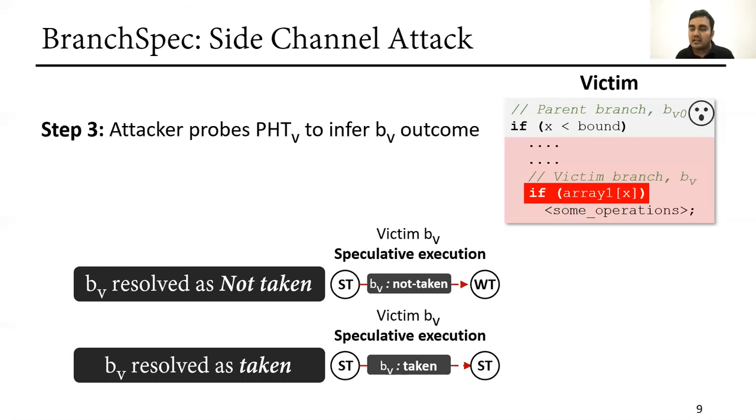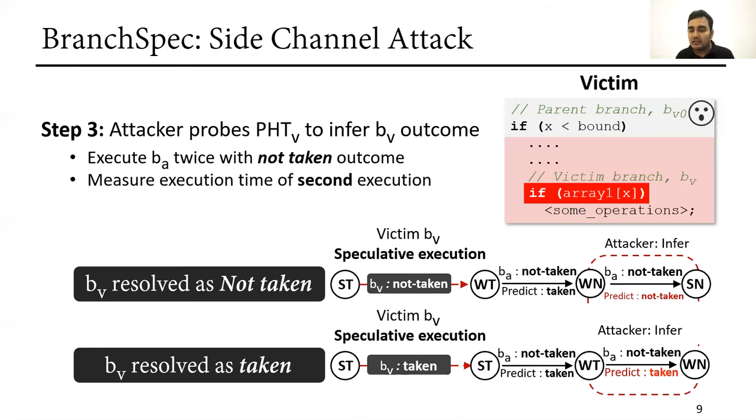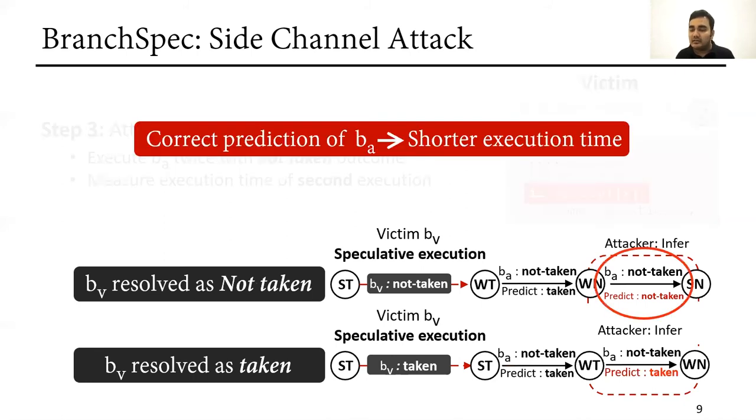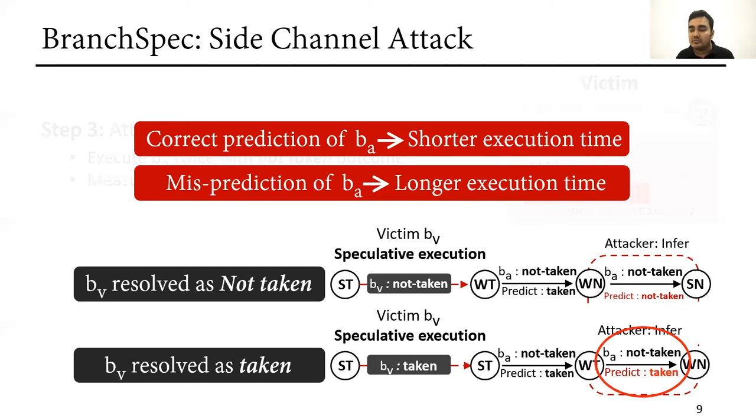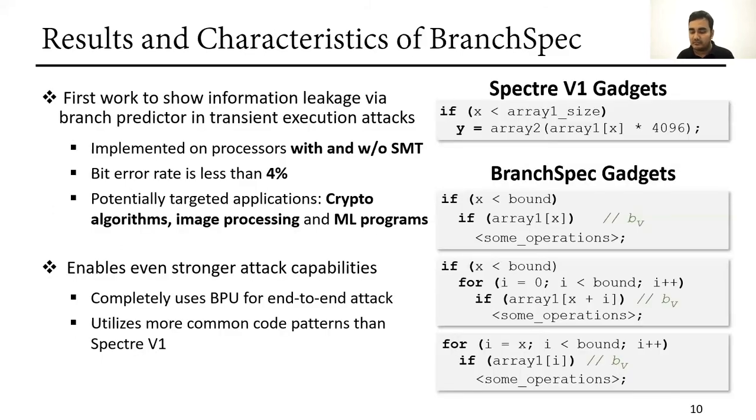Now, in the third step, the attacker tries to probe the targeted PST entry and infer the unintended secret in the victim address space. In order to do that, the attacker executes congruent branch BA twice again, this time with outcome not taken, and checks execution latency for the second inference. We can see that BA will be correctly predicted when the victim branch's outcome is not taken, which leads to shorter execution time of BA's code block. In contrast, BA is mispredicted when the victim branch is taken, which leads to longer execution time of BA. This way, the attacker can successfully infer the value of the victim branch's condition, which is dependent on cross-boundary data.